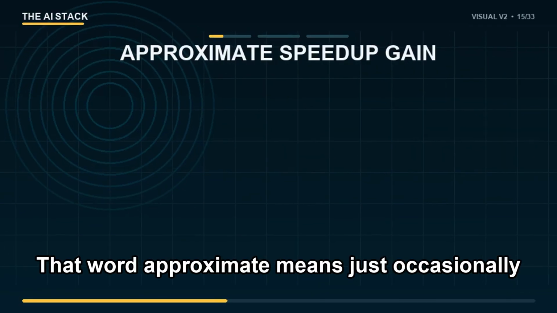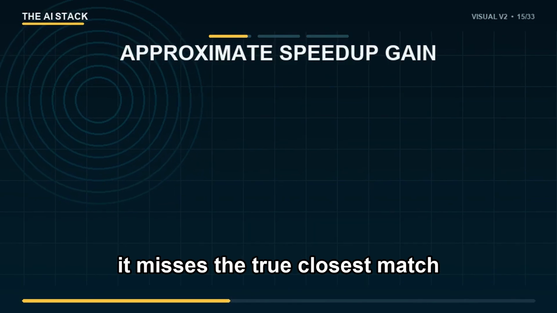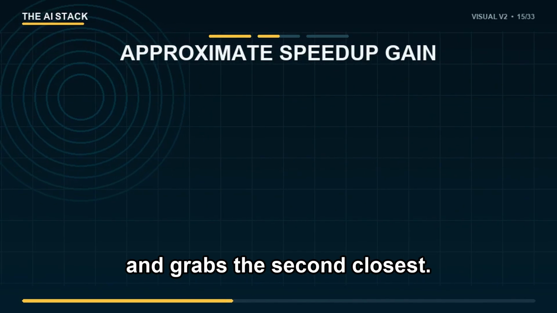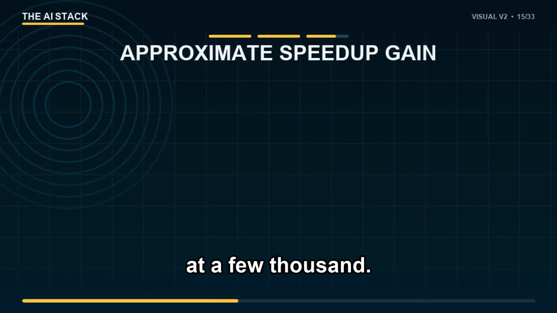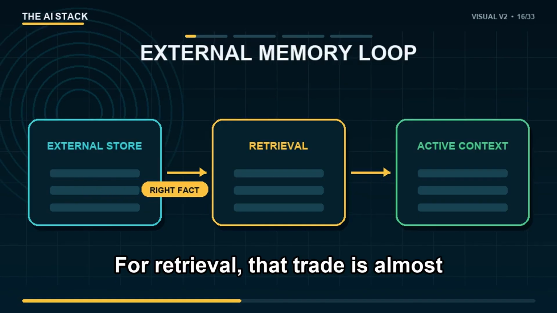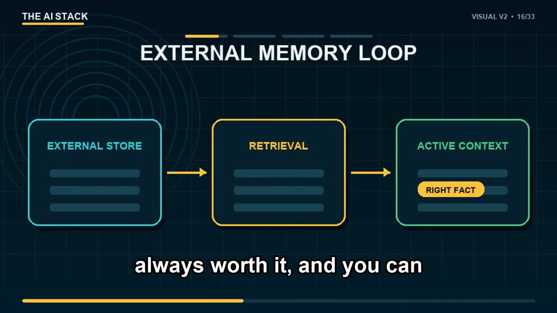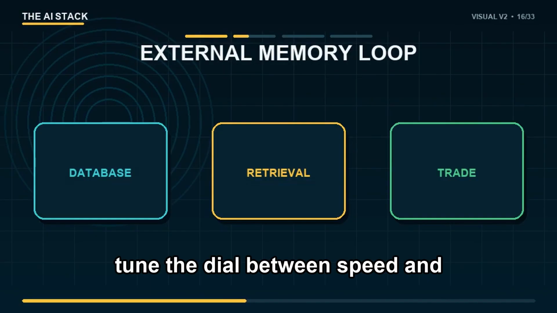That word approximate means just occasionally it misses the true closest match and grabs the second closest. In exchange, you go from grinding through 100 million to glancing at a few thousand. For retrieval, that trade is almost always worth it, and you can tune the dial between speed and accuracy.